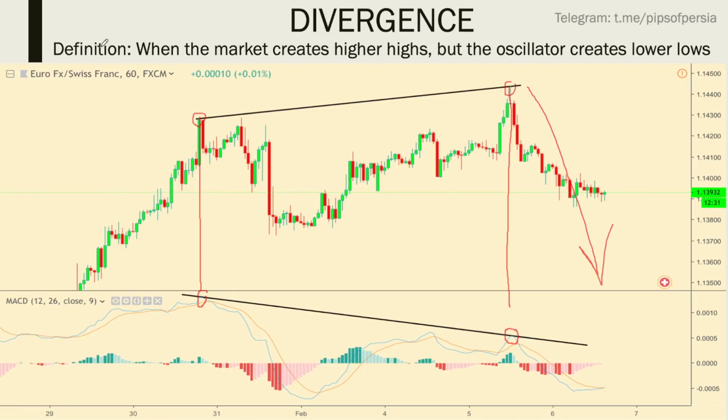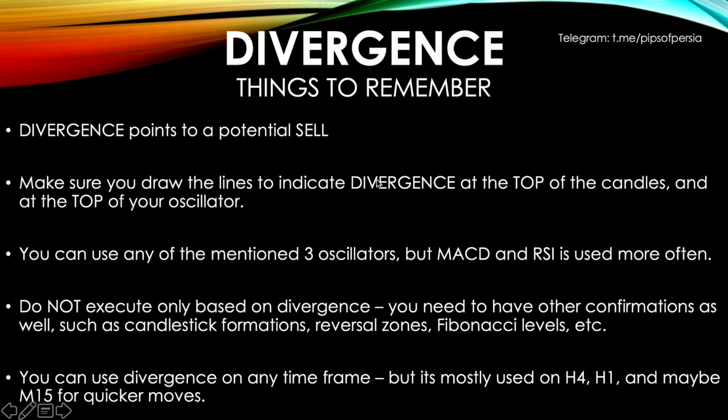And as a little definition, that's what we have up there. When the market creates higher highs, so in a way when the market creates a new high, but your oscillator creates lower lows, so at the same two points, your oscillator is actually creating a new low. I made this PowerPoint quite some time ago, but I think it's still good to revisit it and study it. And these are some points and things to remember when it comes to divergence.